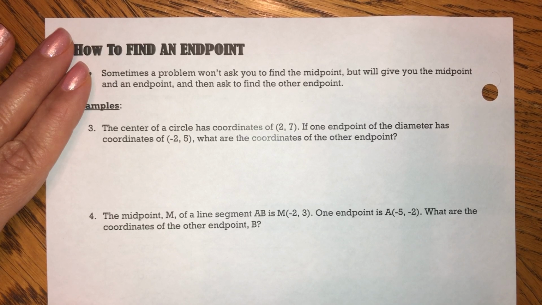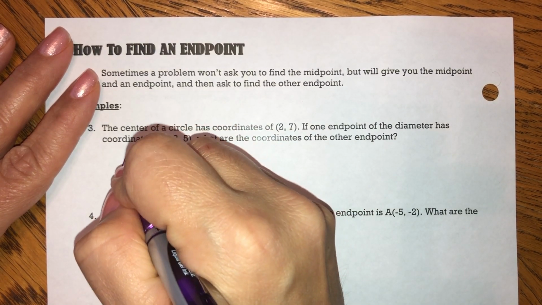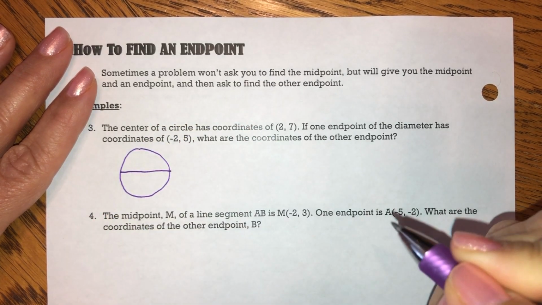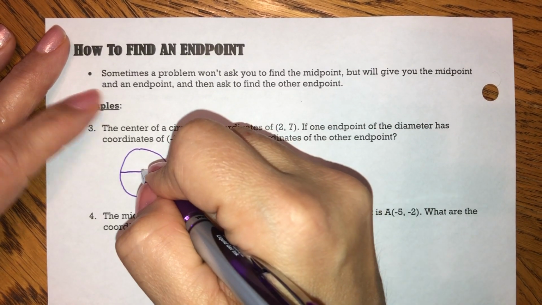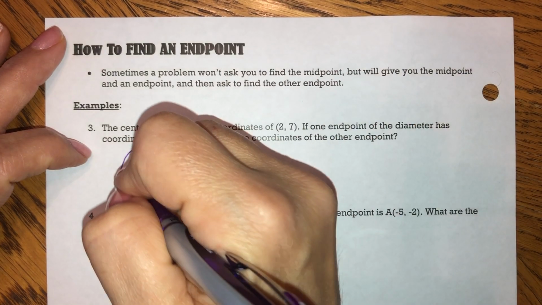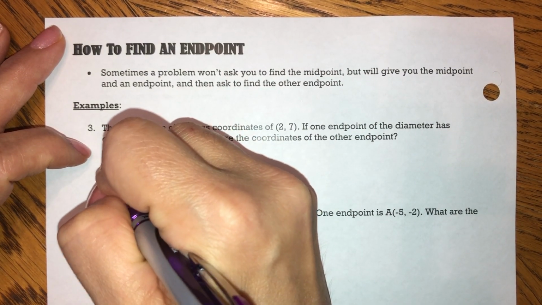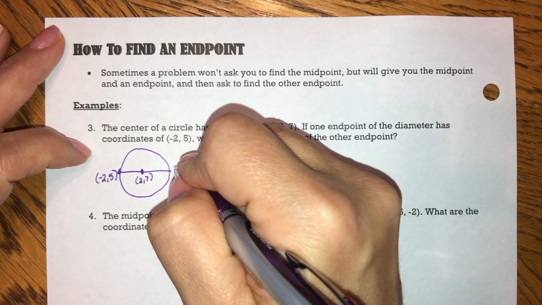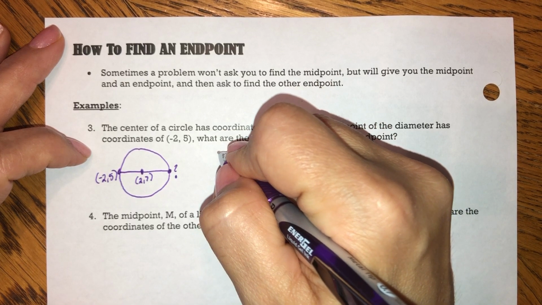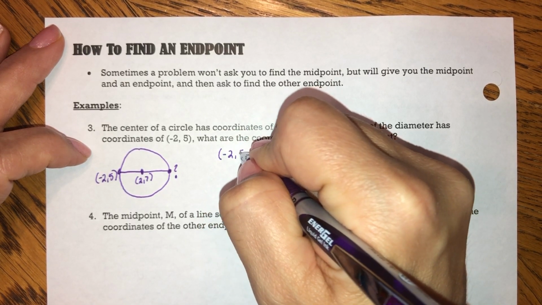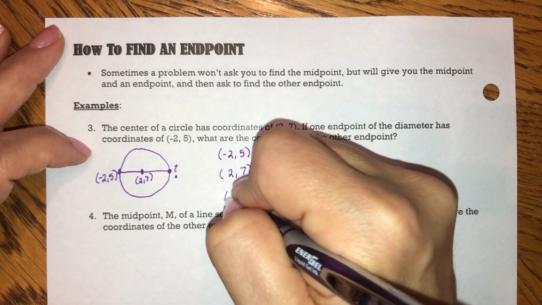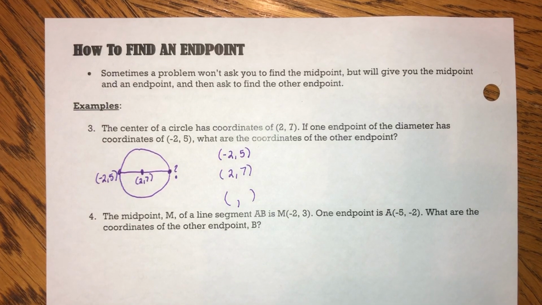We have a circle. Again, we can just draw a quick sketch. And we know we have a diameter coming across. They tell us that the center of the circle is the point 2, 7, and they tell us that one endpoint is negative 2, 5. And we are supposed to find the other endpoint. We don't know that. So if we write these down in a row, one endpoint is negative 2, 5, and the midpoint is 2, 7, and we're trying to find the other endpoint. What you can do is this.